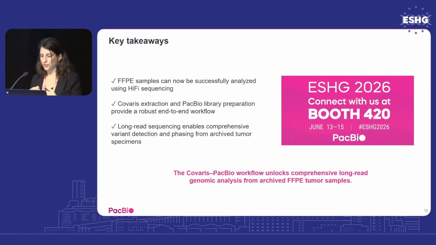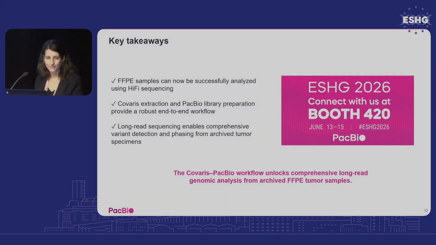So to conclude, this workflow can really open the door to a number of important applications. The key message, I think it's important to understand, is that now FFPE can be successfully analyzed using HiFi sequencing. It's really the combination of the Covaris extraction and the PacBio library prep that provides this end-to-end workflow. And finally, long-read sequencing enables comprehensive variant detection and phasing from those FFPE samples. Thank you.